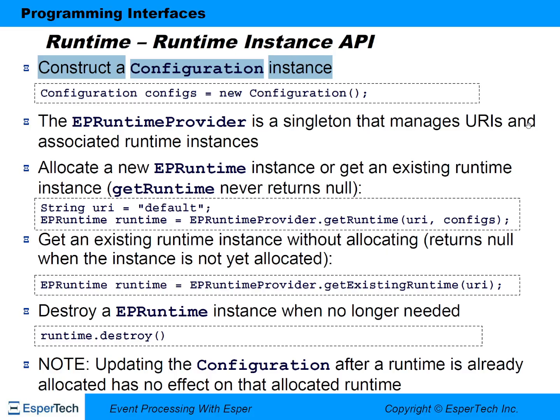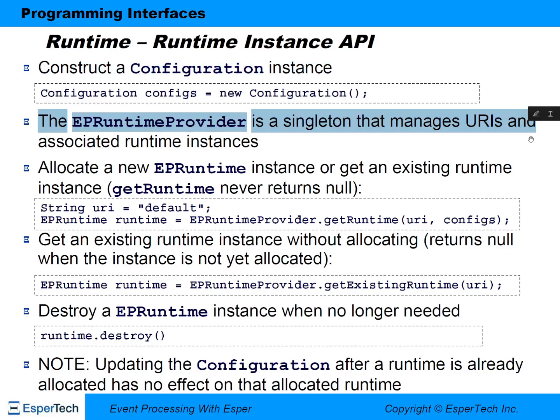The EPRuntimeProvider provides runtime instances. The EPRuntimeProvider is a singleton that manages URI values and associated runtime instances. A singleton is an object that exists only once per JVM. The EPRuntimeProvider only has static methods on it, and there is only one instance of EPRuntimeProvider per JVM.